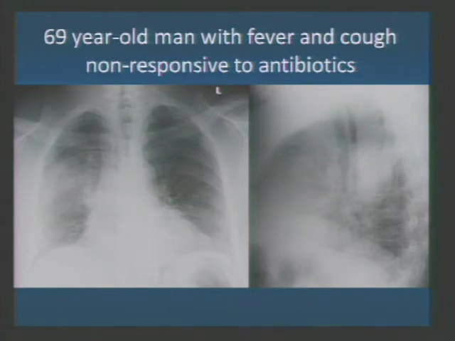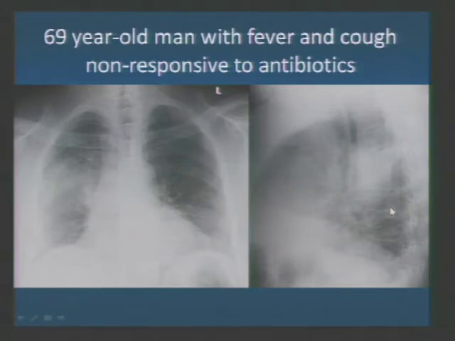The first case is a 69-year-old man with fever and cough who was non-responsive to antibiotics. He had been treated for pneumonia, and this was a radiograph that was obtained several weeks after his treatment for routine community-acquired pneumonia. It demonstrates an area of airspace consolidation in keeping with pneumonia in the posterior segment of his right upper lobe. But if you look more closely, you see that there's a rounded mass in the region of the right hilum, fairly well circumscribed and somewhat better appreciated even on the lateral radiograph.